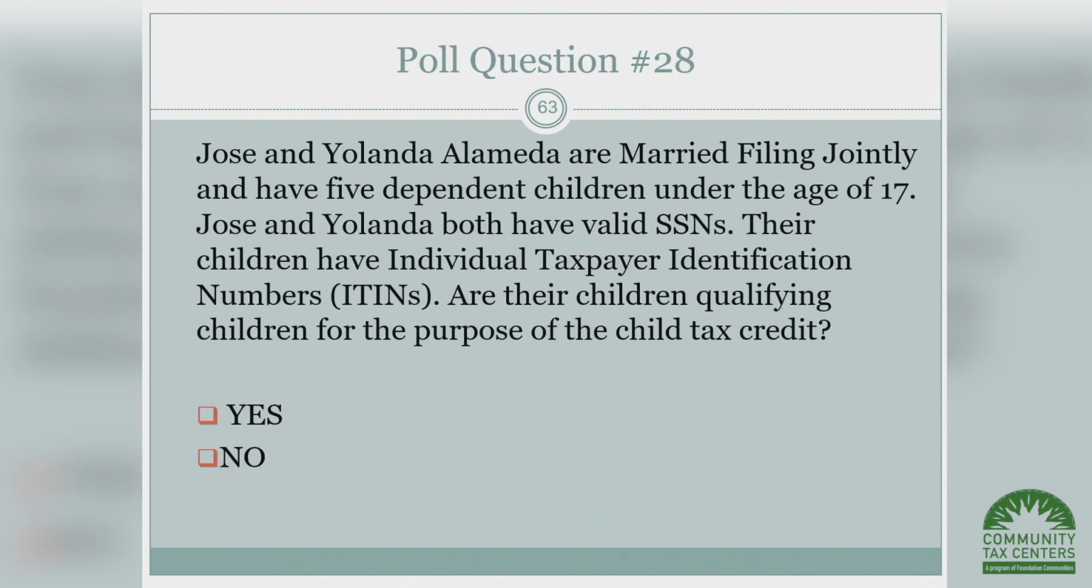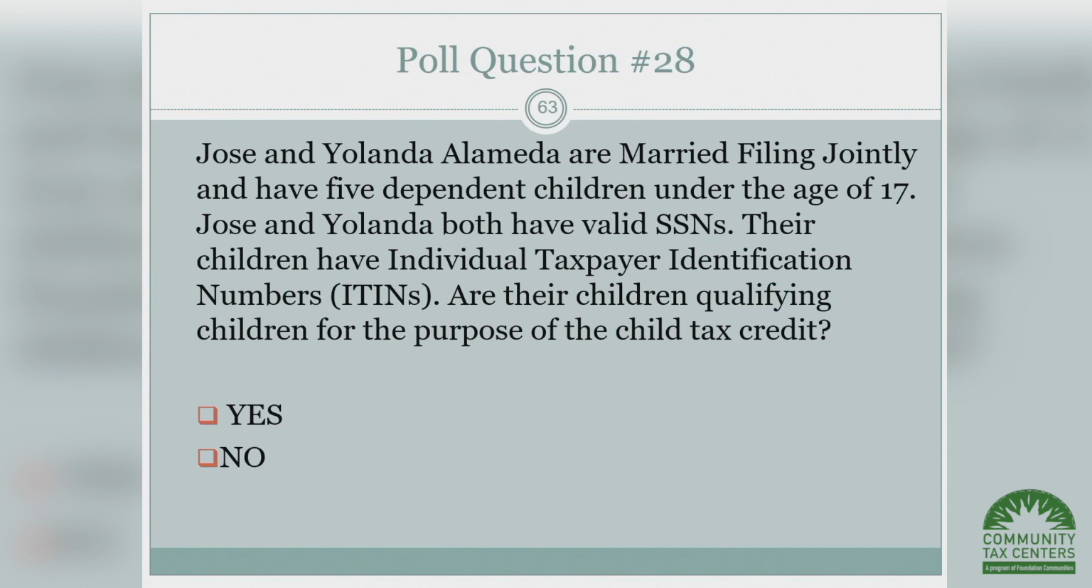We'll skip that one for now. Jose and Yolanda are married, filing jointly, and have 5 dependent children under the age of 17. Jose and Yolanda both have valid Social Security numbers. The children have individual taxpayer identification numbers. Are their children qualifying children for the purposes of the child tax credit? Who says yes? Show of hands. Who says no?